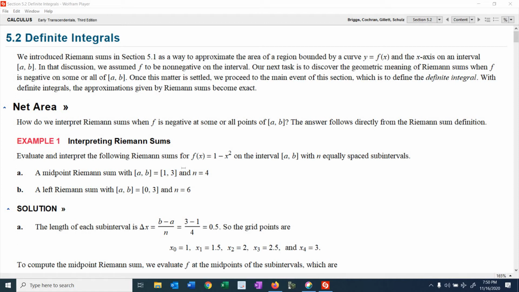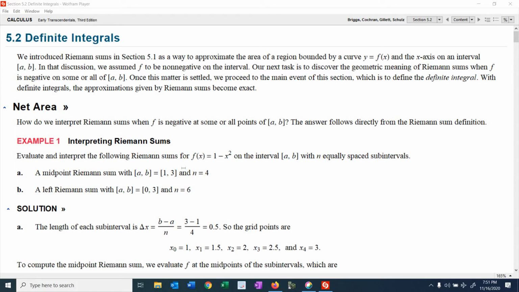Hello again. In this video, we're going to explore the geometric meaning of a Riemann sum when our function goes below the x-axis on our closed interval from a to b. In the previous section, we talked about the geometric meaning of a Riemann sum when the function is above the x-axis on the closed interval from a to b. In that case, the geometric interpretation is that it gives us the area trapped between the function and the x-axis, starting at a and ending at b.